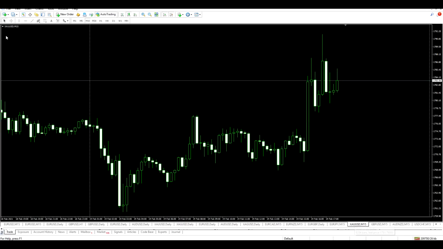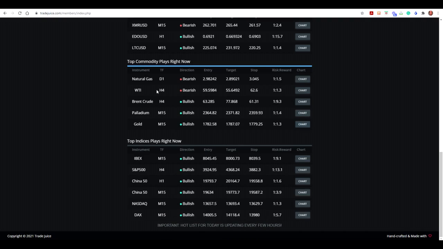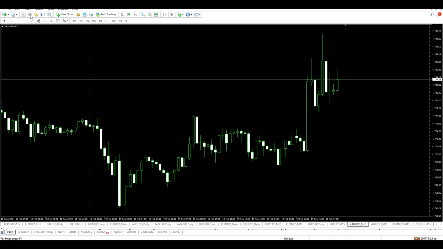Okay guys, I'm on my gold USD chart, 15 minutes. And the reason I'm on here again is because I've got an alert that on gold, I can go bullish on the 15-minute chart. And my entry is just where the chart is at now. So what I'm going to do is enter this trade, a buy trade.